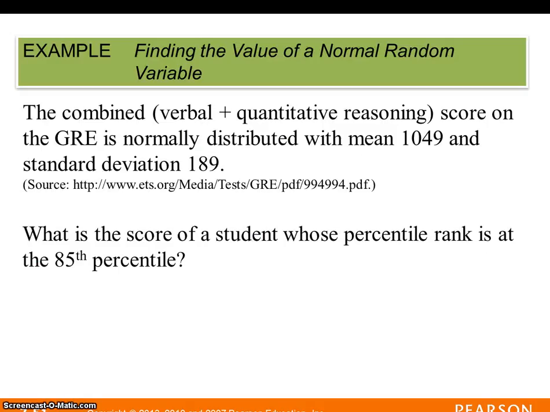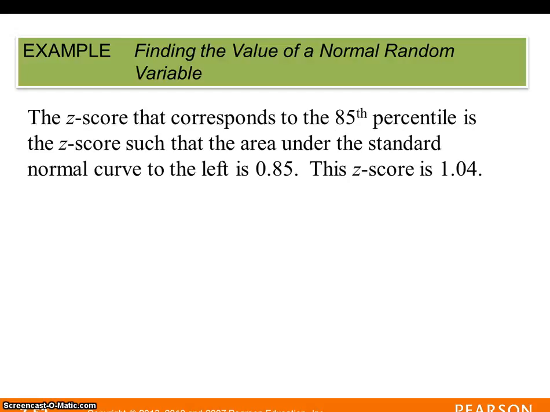So essentially what we're doing is the reverse of what we did before. We were looking up probabilities or percentiles, and now we're doing the reverse. So the question is, what is the score of a student whose percentile rank is at the 0.85 percentile? That means the area underneath the curve, or the area to the left of the x value you're looking for, is 0.85. So find the corresponding z-score for 0.85, which is 1.04. Either do that with table 5 or StatCrunch.